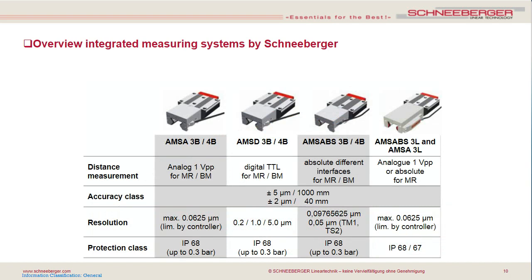Overview of integrated measuring systems by Schneeberger. We have the analog measuring systems for roller monorail or ball monorail. The accuracy class is plus minus 5 micrometers per 1 meter measuring length, or plus minus 2 micrometers per 40 millimeter measuring length. The resolution is max 0.0625 micrometers. This is limited by the CNC controller. Protection class is IP68.